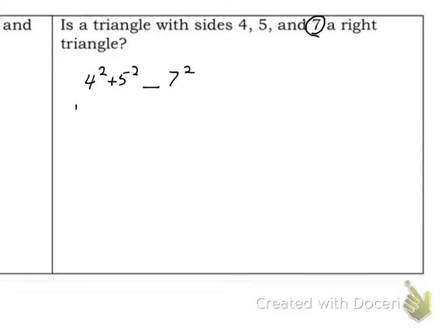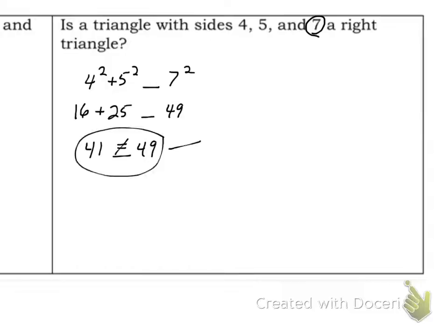Well, 4 squared is 16, plus 5 squared is 25, so that's 41. 7 squared is 49. Well, this doesn't look promising. 41 and 49. Well, that's close. Does close count? Like when you're building a bridge, can you say, meh, that's close, it can support most of the cars? I don't know. No. So this is not equal, so it's not a right triangle.